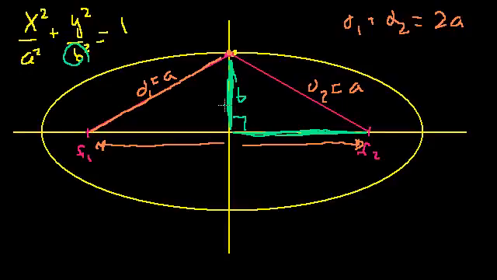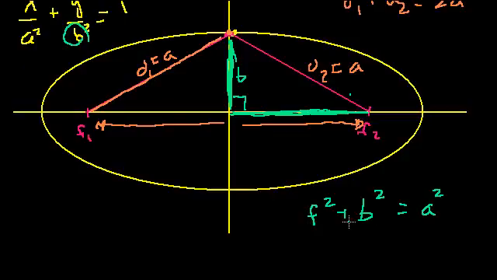So we have the focal length, and we could do it on this triangle or this triangle. I'll do it on this right one here. This focal length is F. F squared plus B squared is going to be equal to the hypotenuse squared, which in this case is D2 or A, which is equal to A squared. And now we have a nice equation in terms of B and A.